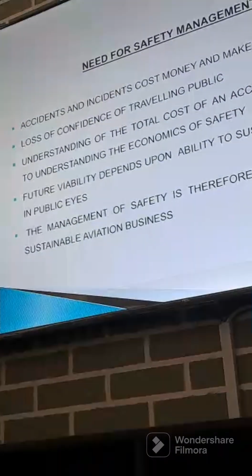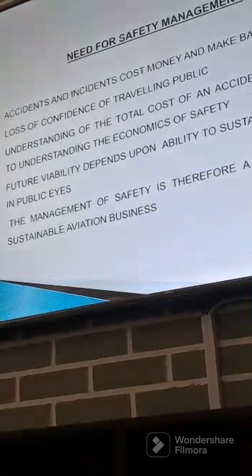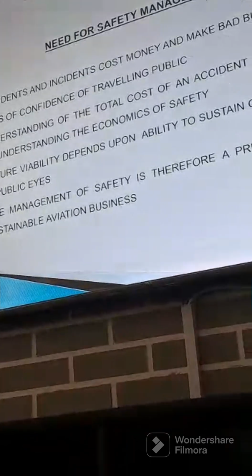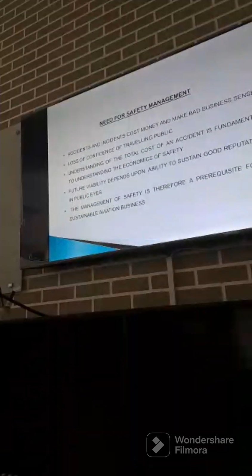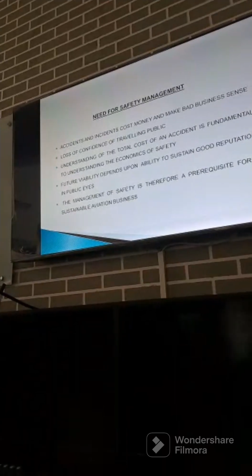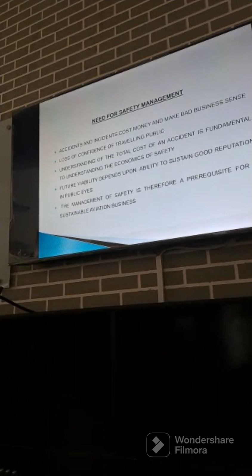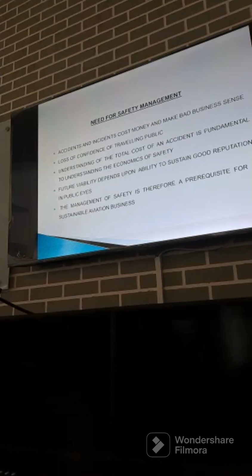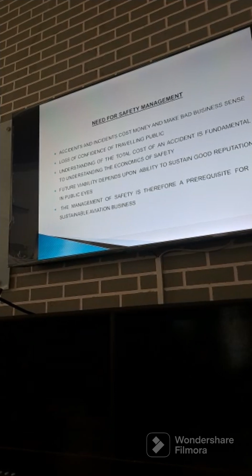Need for safety management. Anyone who can read? Accidents and incidents cost money and make bad business sense. Loss of confidence of the traveling public. Understanding of the total cost of an accident is fundamental to understanding the economics of safety. Future viability depends upon the ability to sustain a good reputation in the public eye. The management of safety is therefore a prerequisite for a sustainable aviation business.